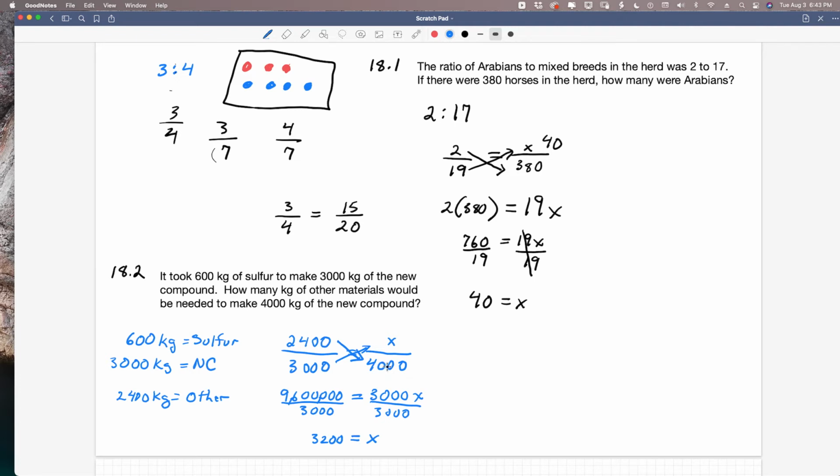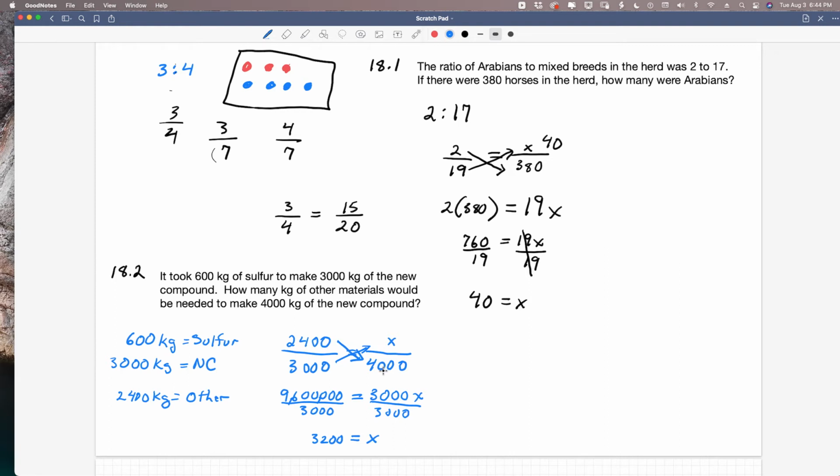All right, so let's move on to talk about similar triangles. And with similar triangles, we're going to talk about scale factors. Remember we did scale factors a while back, lesson 14 or 15, something like that.